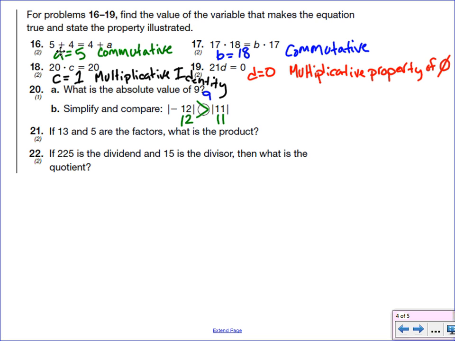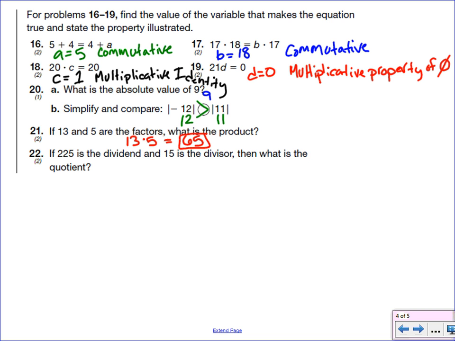If 13 and 5 are factors, what is the product? So factors means they're going to get multiplied. So 13 times 5, and that can be 5 times 10 is 50, plus 5 times 3 is 15, so 65.